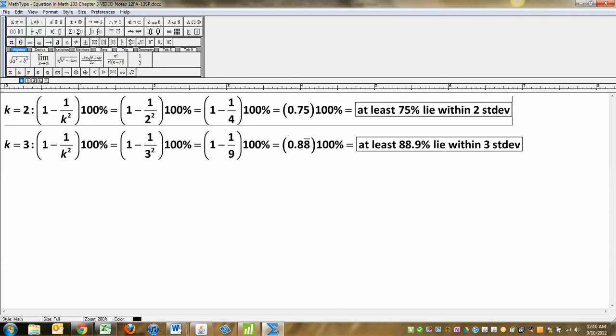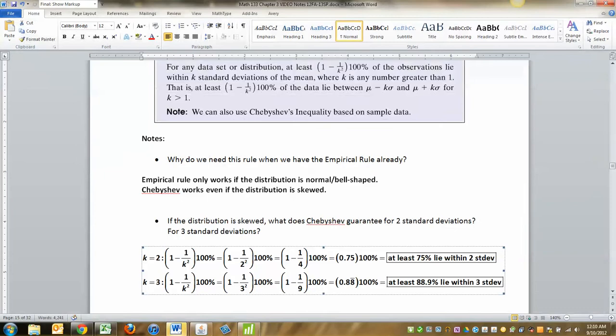Now, what if it's 3 standard deviations? It's the same formula, it's just with 3 in there. So it's 1 over 3 squared, which makes 1/9, and that makes 0.88888 repeating, which means if it's skewed or if you don't know what the shape is, then at least 88.9% lie within 3 standard deviations, maybe more. Heck, if it's normal, it's 99.7, right?